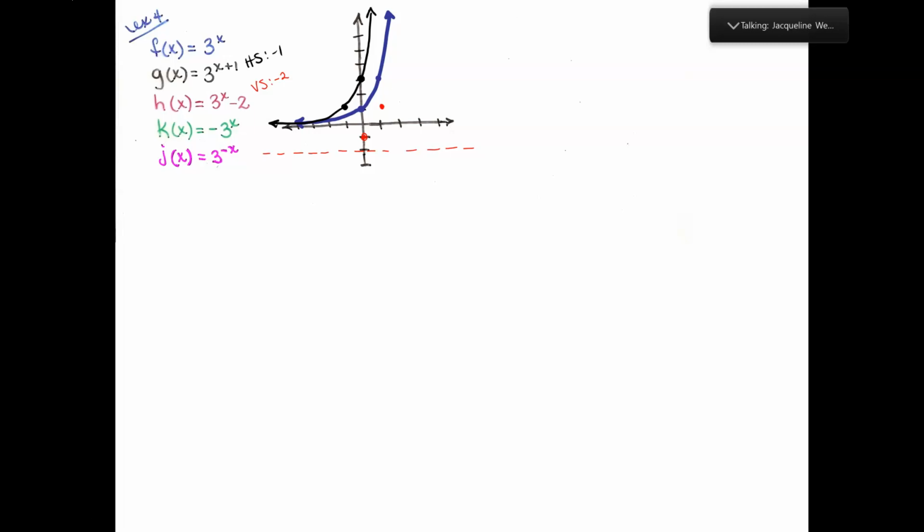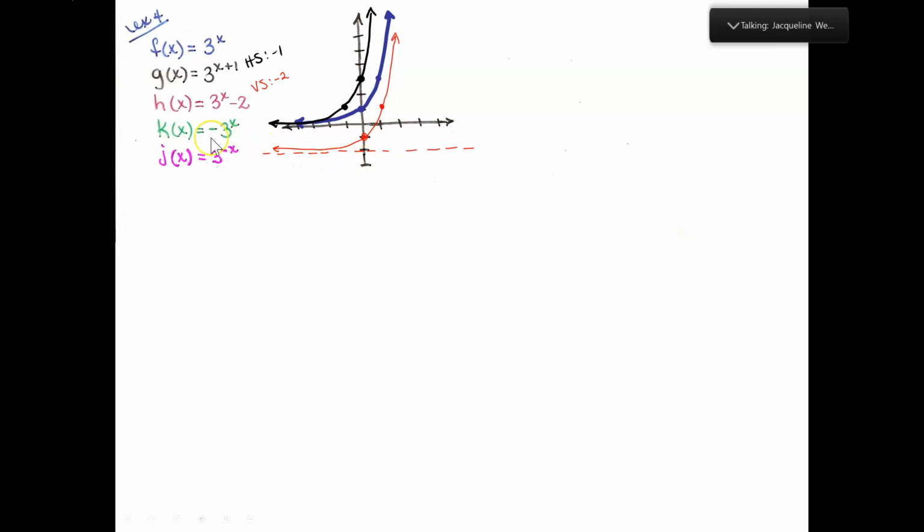So again, we're just using the exact same 3 things that we used to graph the original. The 2 landmarks, the asymptote and the intercept, and then that 1 additional point. All right, look at the green one.